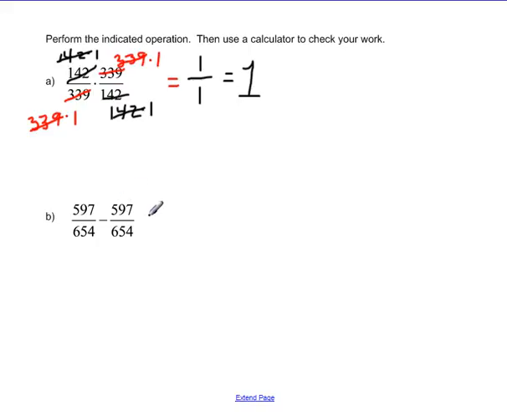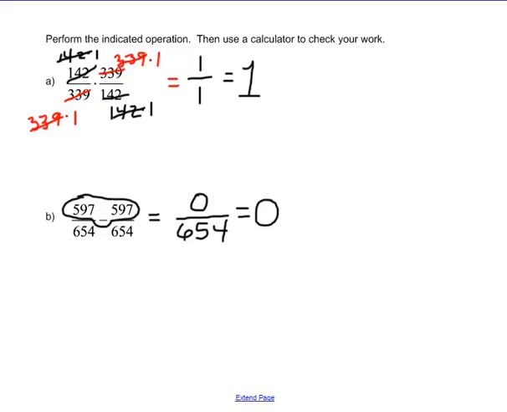So when we go ahead and work this problem out, we know that the denominator is going to be 654, because that's the common denominator, so it's going to stay the same. And when I do the operation to the numerators, remember 597 minus 597, well, anything minus itself is just going to give me 0. And 0 divided by 654, just like 0 divided by anything, is 0. So these problems that started off looking pretty scary actually ended up being pretty nice.